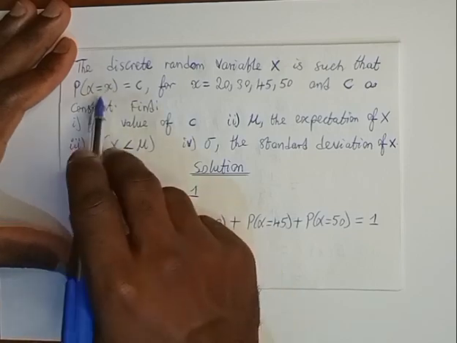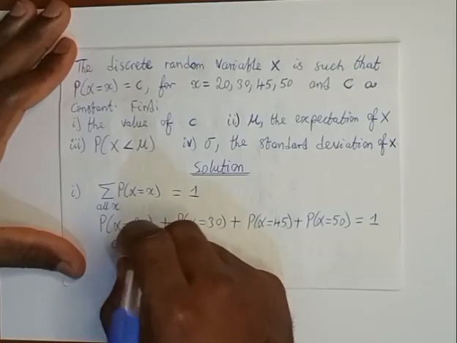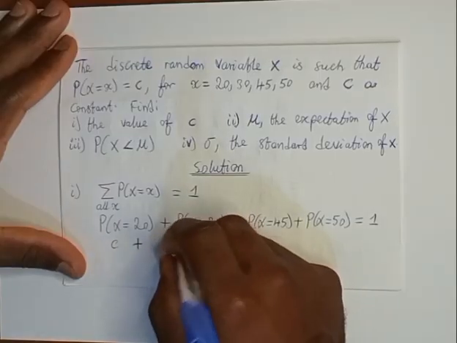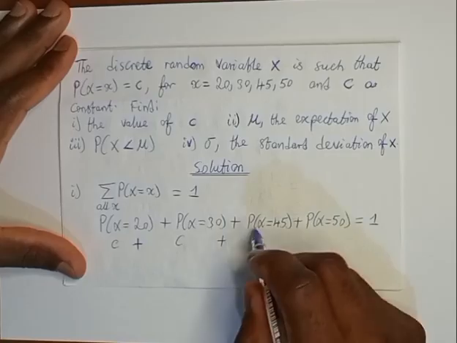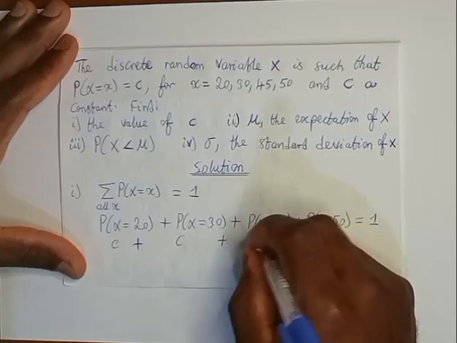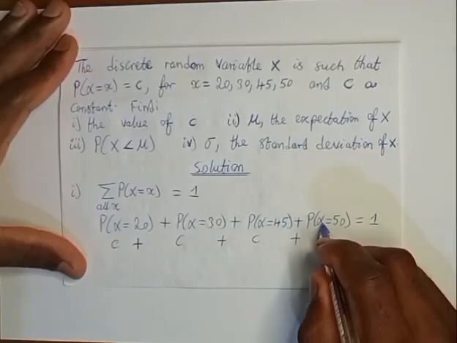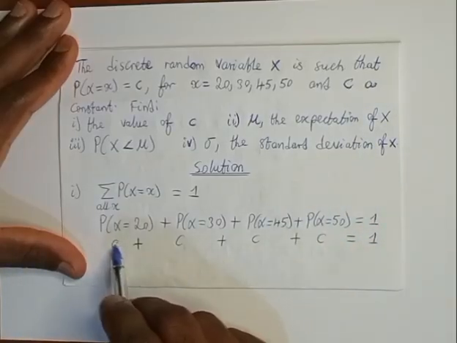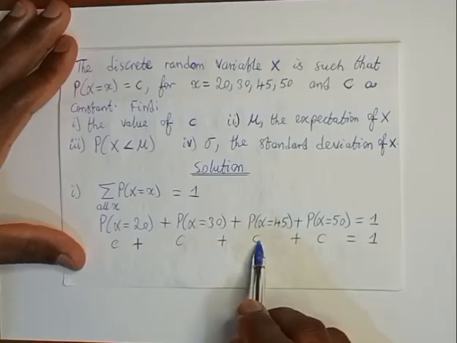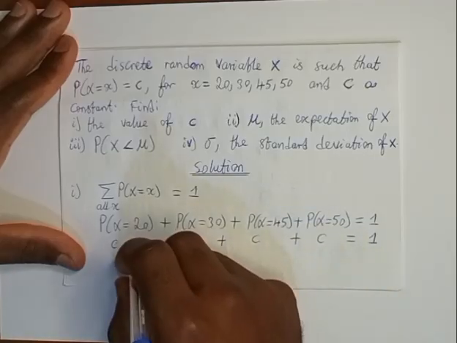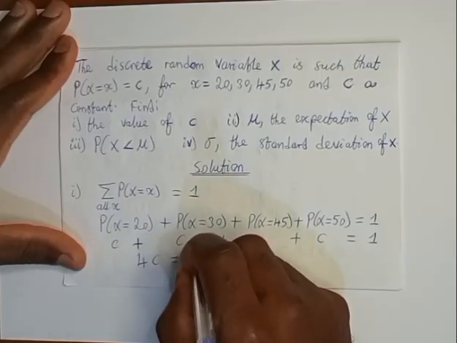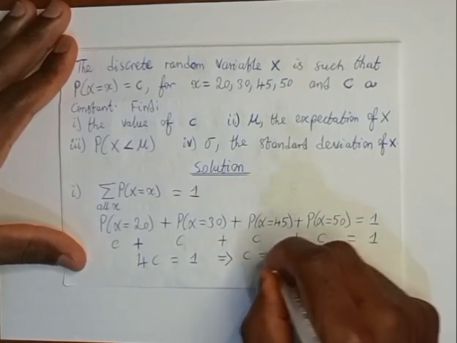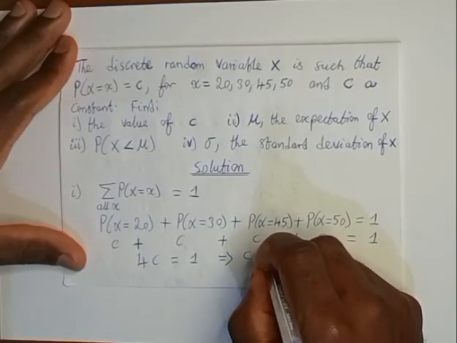P of X equal to 20 gives us C, plus P of X equal to 30 gives C, plus P of X equal to 45 gives C, plus P of X equal to 50 gives C, is equal to 1. C plus C gives 2C, plus C is 3C, plus C is 4C. 4C is equal to 1. Then dividing both sides by 4, C will simply be equal to 1/4.